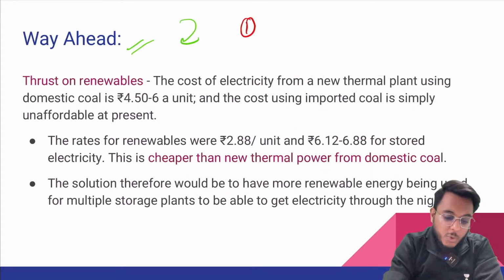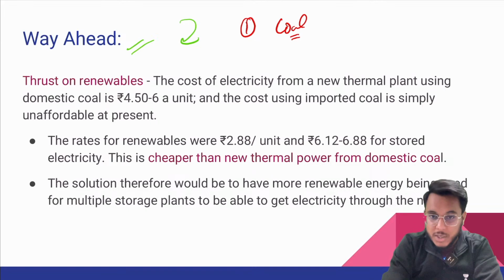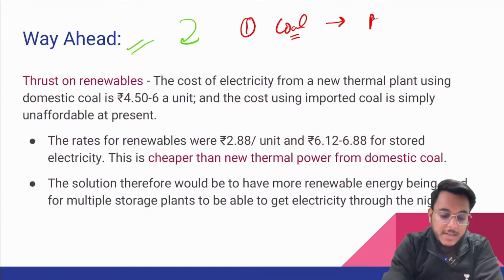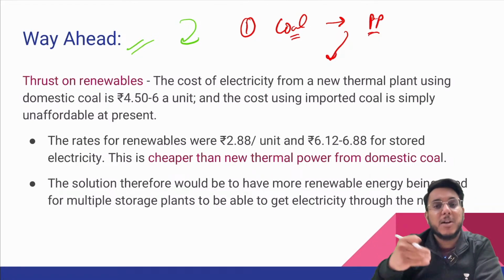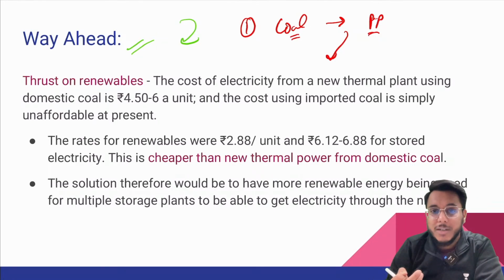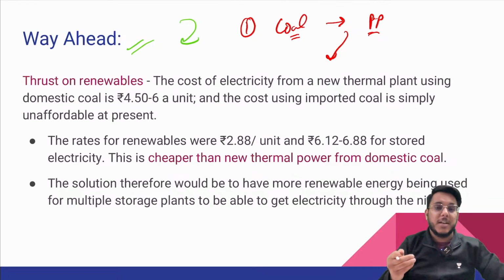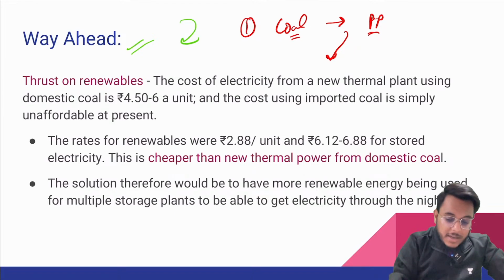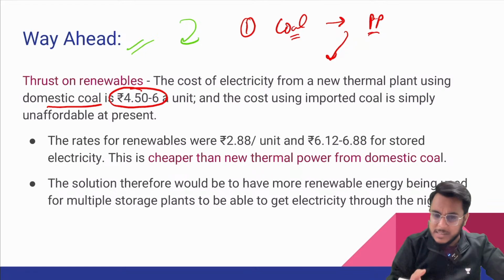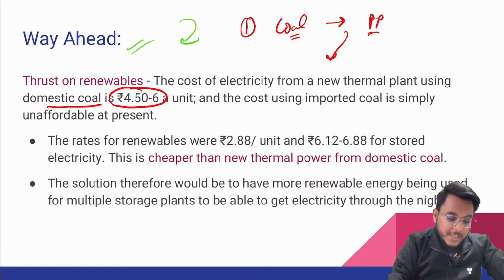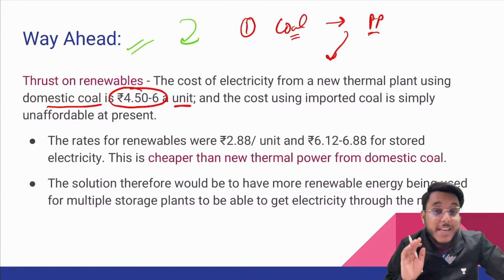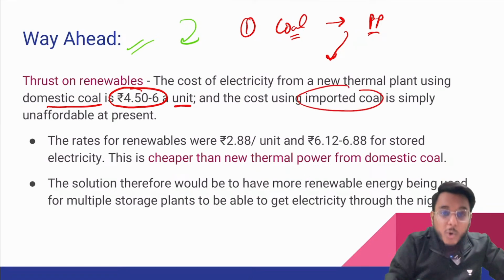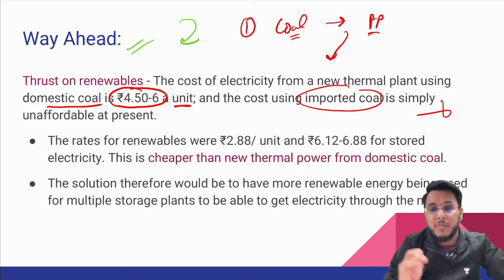Now when we talk about the way ahead for India, we have suggested that, number one, we need to enhance the coal production in India, and only after the coal production, power plants need to be given approval. But even if we are able to bring more and more coal, we need to understand that the electricity generated by coal is becoming expensive. For domestic coal, the electricity is priced around 4.5 to 6 rupees per unit, and it is very expensive, and using imported coal is out of the question.